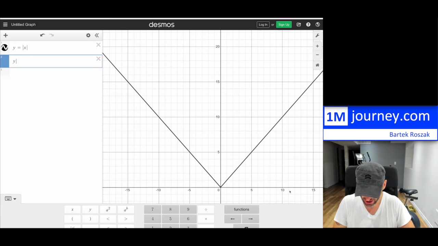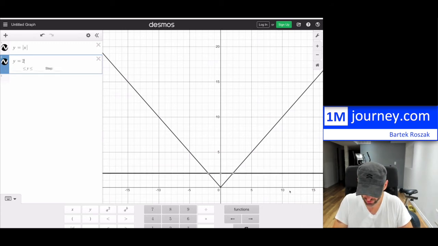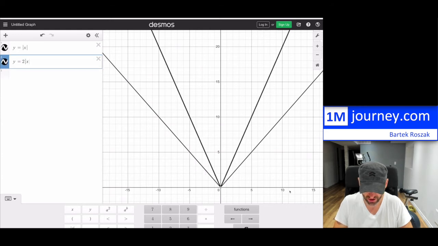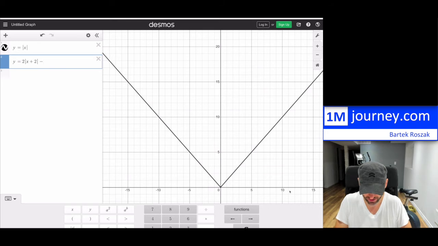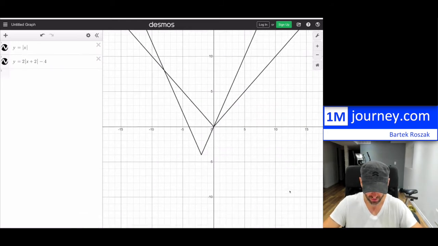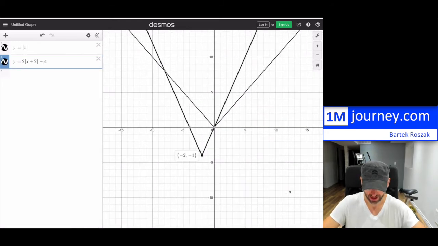Now, in terms of the family, let's scale it by 2. Let's put 2 times the absolute value of x. Say we had that, and now say I wanted to shift it around. Let's shift it over by 2, and then let's move it down 4. And then you'll see that this has brought the vertex to -2, -4.